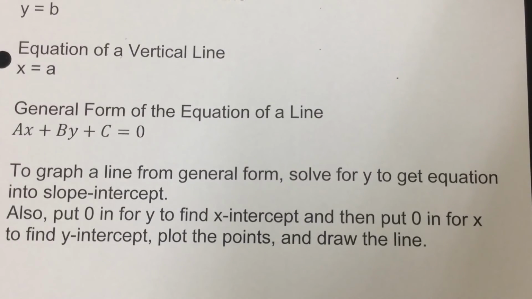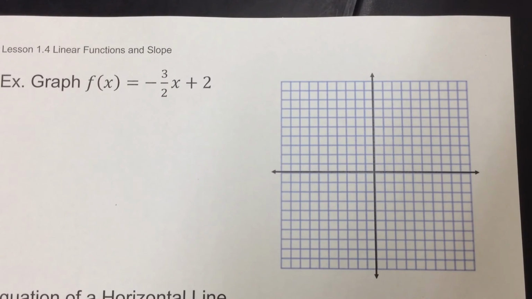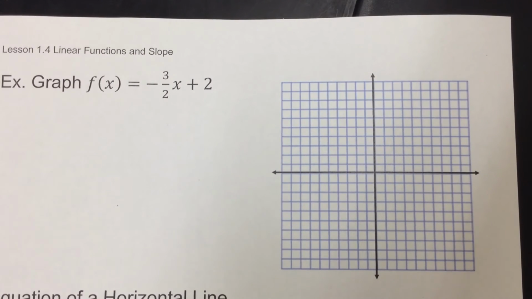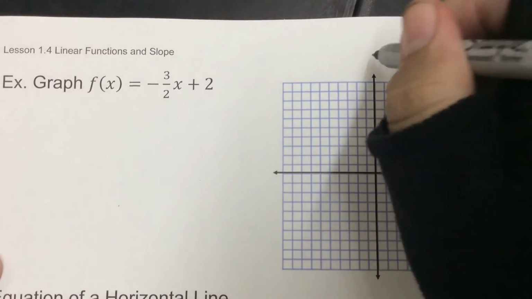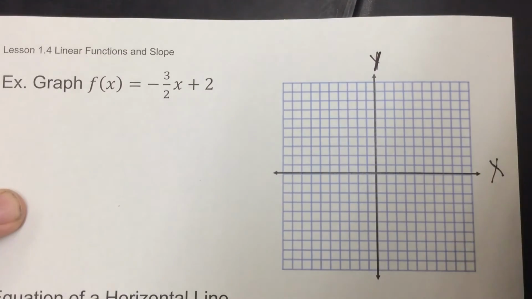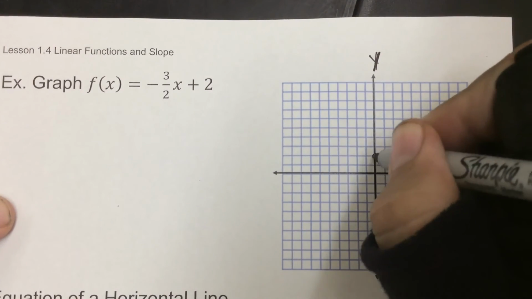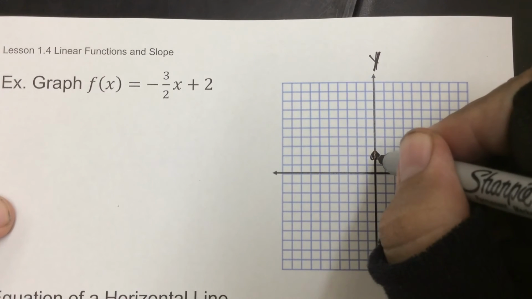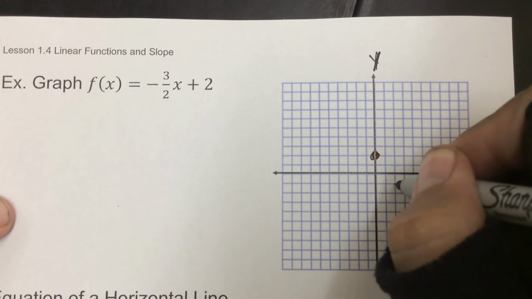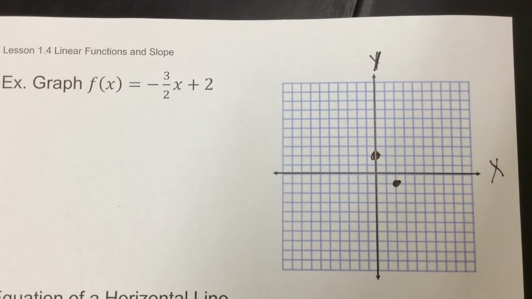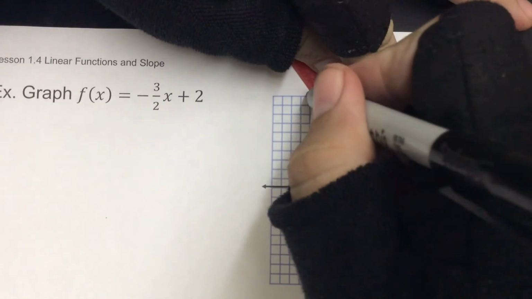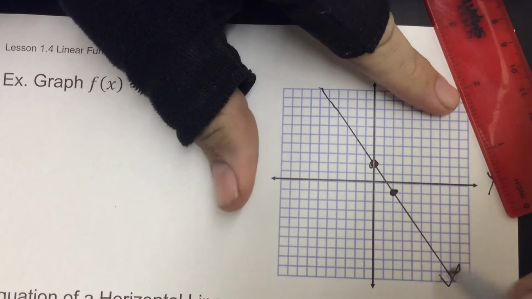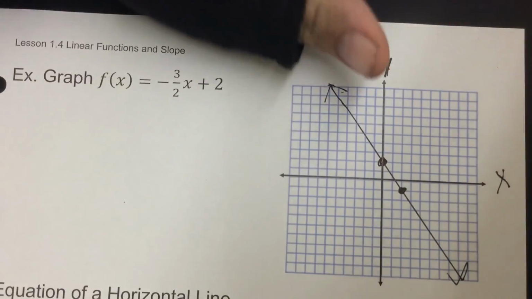So if we graph this one, we're going to start up 2. So on our y-axis here, remember this is your x, this is your y. So we'd go up 2. So 1, 2, and we make a dot. Then we're going to go down 3. So 1, 2, 3, and right 2, 1, 2, and we make another dot. Then, in this case, I have a straight edge handy, so I'm going to grab the straight edge, line it up, and draw my line. And there's our line.